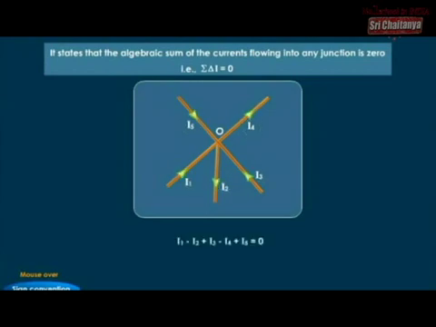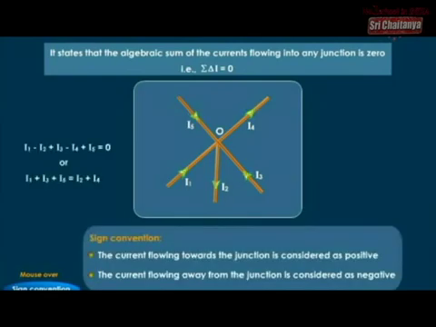That is, I1 minus I2 plus I3 minus I4 plus I5 is equal to 0, or I1 plus I3 plus I5 is equal to I2 plus I4. The total current towards the junction equals the total current away from the junction. This law is in accordance with the law of conservation of charge.